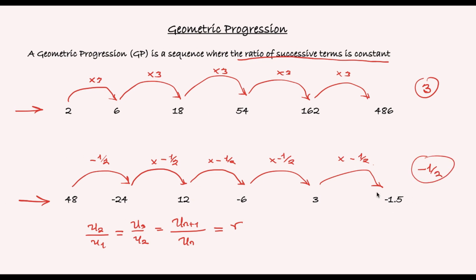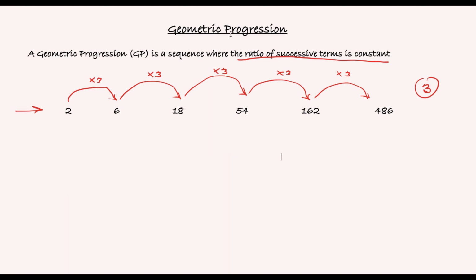Now, let me get rid of this second example so we can get more space. Let's denote our first term by a, like we did for our arithmetic progression. To get to the second term, all we have to do is multiply our first term 2 by the common ratio 3. Algebraically, that will be a, our first term, multiplied by r. For the third term, we multiply 2, our first term, by the common ratio 3 and by the common ratio 3 again. So this is a multiplied by r, which is ar squared.